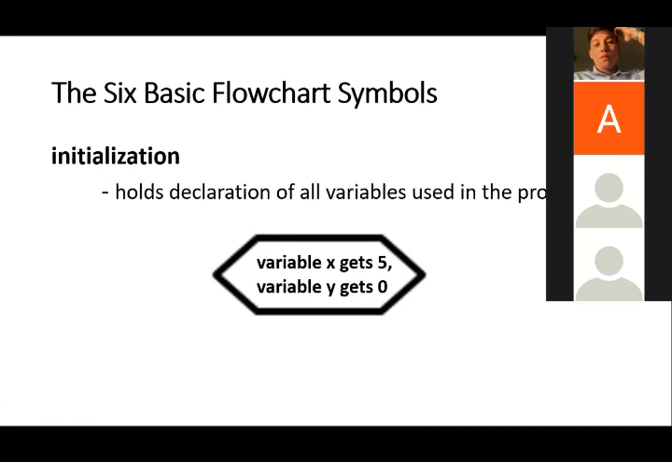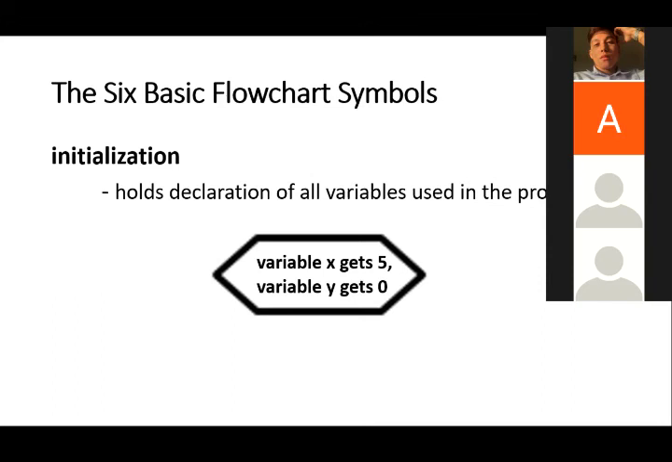Next, initialization. Anong tawag dyan sa symbol na yan? Hindi ko alam kung anong shape yan. Basta, initialization yan para sa akin. Declaration of all variables used in a program. So, in mathematics, meron tayong tinatawag na variable and constant. Constant, specific value. Variable, these values are changing throughout the program or throughout the solving of the problem.